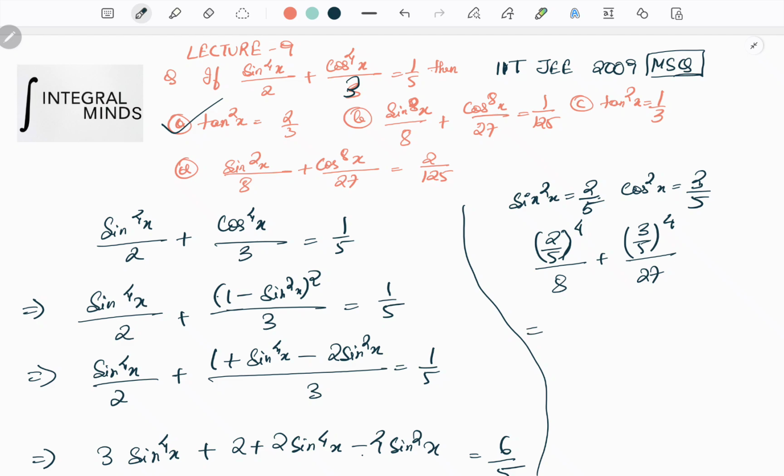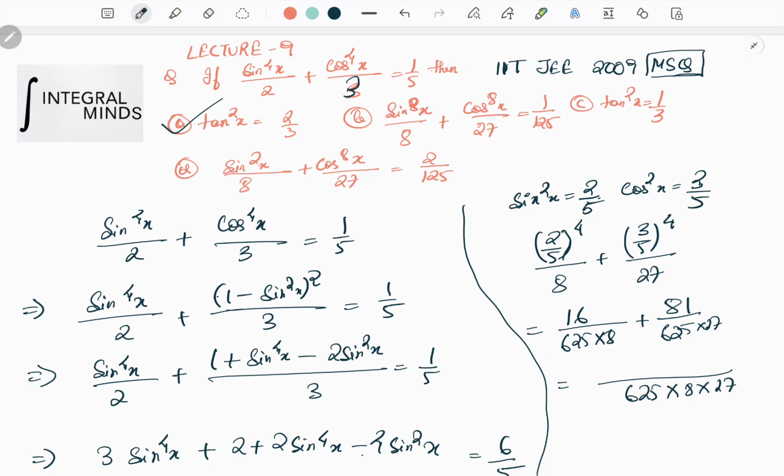27. So it's 2 into 2 into 2 into 2, so it will be 4, 4 4s are 16, and 25 into 25 is 625 into 8, right? And in this case it will be 9, 9 9s are 81, and same 625 into 27. So if we take this LCM, it will be 625 into 8 into 27.